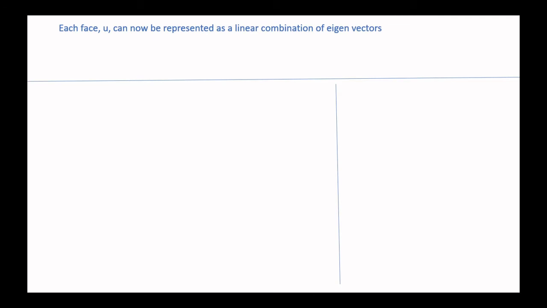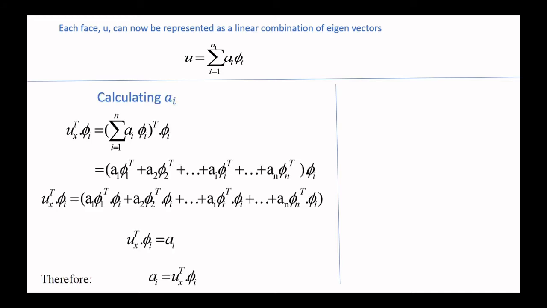Now, since eigenvectors form the basis, each vector U can be represented as a linear combination of eigenvectors. Or in other words, any face U can be expressed in terms of these new basis vectors. We can write U as the summation i equal to 1 to n of a_i phi_i, where phi_i is the ith eigenvector. To express any face in terms of this new basis, we need to find the coefficients a_i.